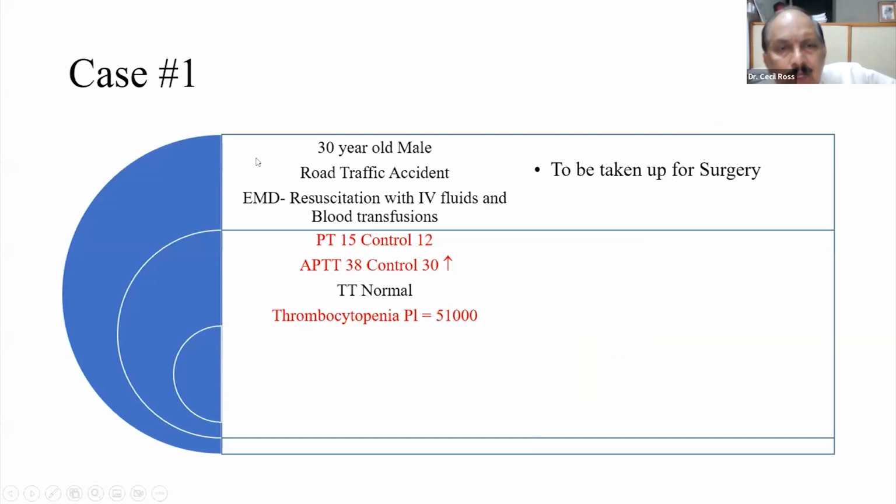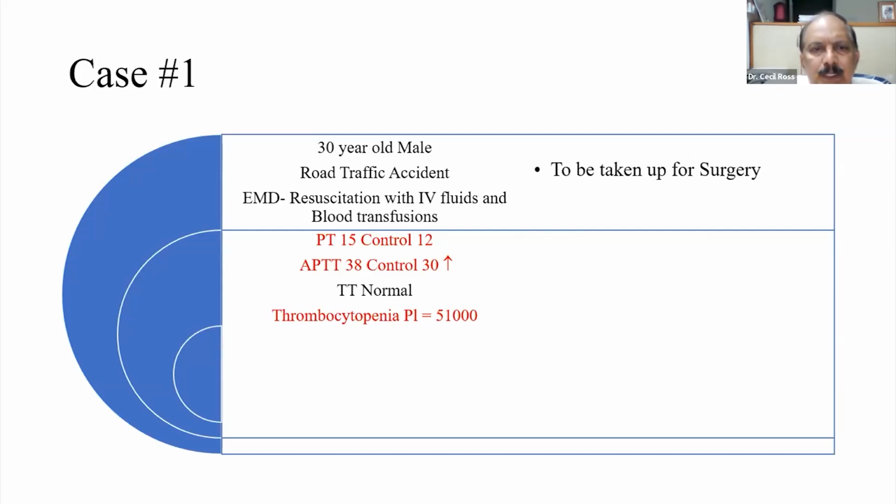Okay. So now we'll go to cases. With this little bit of background, let us say this case is a 30-year-old male who had a road traffic accident. He was seen in emergency, with resuscitation, IV fluids, and a lot of blood transfusions. After stabilizing, the patient has to be taken up for surgery. At that time, you find that the PT is slightly prolonged, 15 with a control of 12. APTT is mildly prolonged. Thrombin time is normal. There is thrombocytopenia. Platelet count is 51,000. What do you think? Anybody?